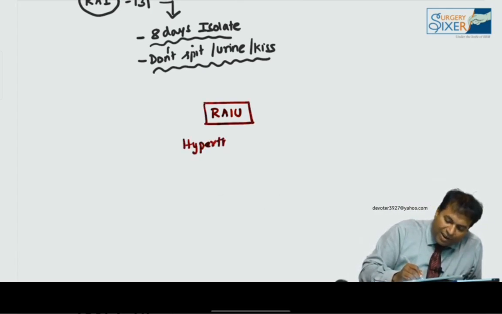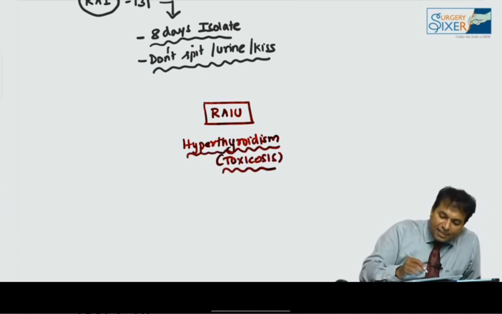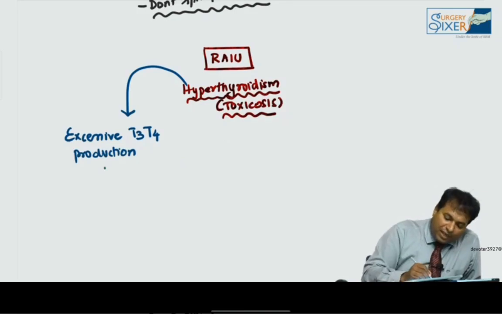It is used to find out the various causes of hyperthyroidism or toxicosis. So if there is a patient with hyperthyroidism and toxicosis, with excessive production of thyroxine by the gland, excessive T3, T4 production, they will have what? They will have increased radioactive iodine uptake.